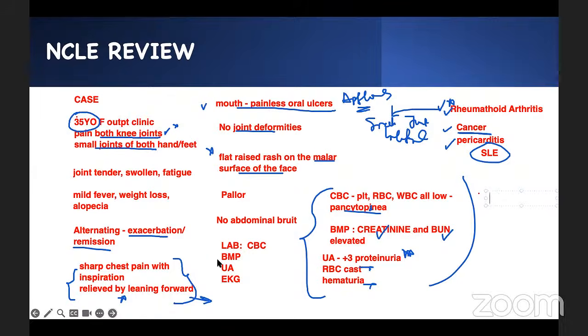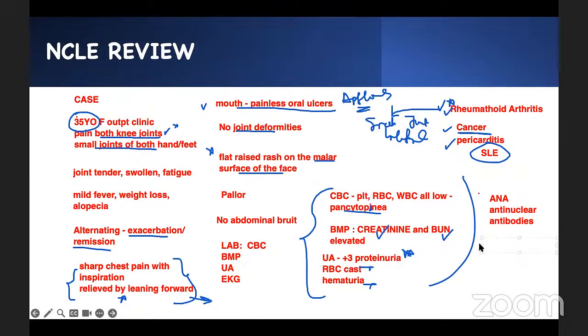We already had a bunch of them. We ordered this one. You need additional lab work to confirm it. So which one? What lab work? I will tell you one of them, ANA, right? Anti-nuclear antibodies. So you need anti-nuclear antibodies. What other lab work will you order?